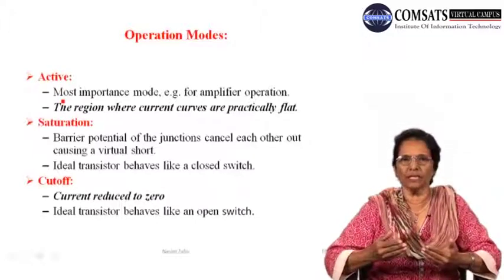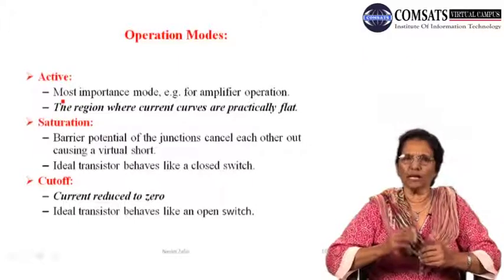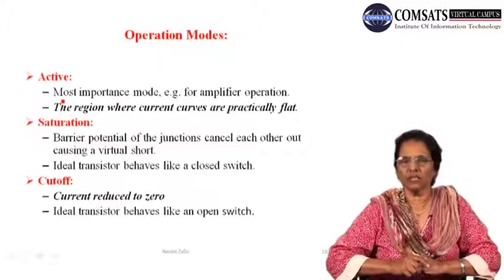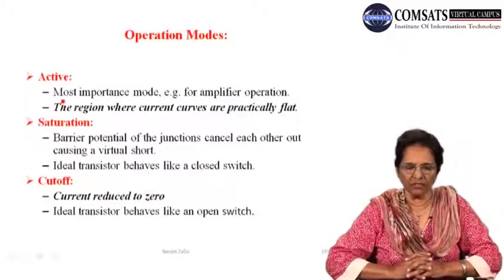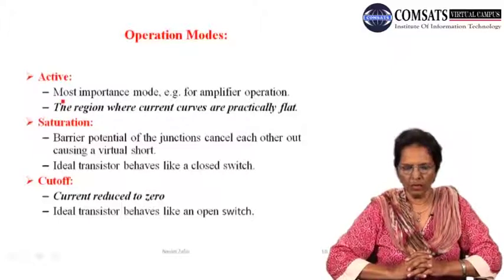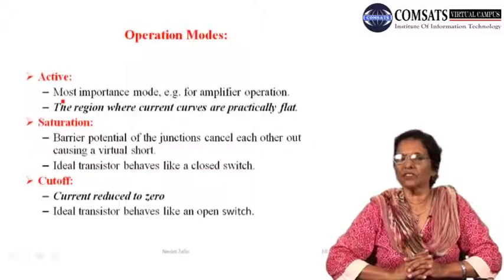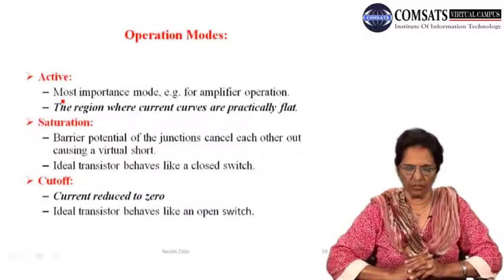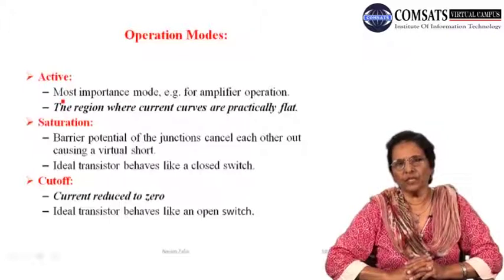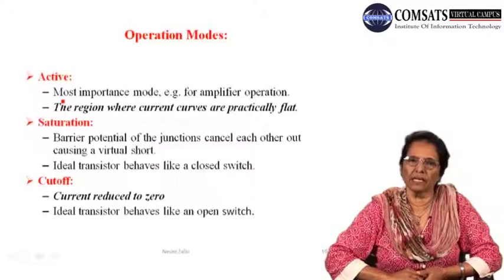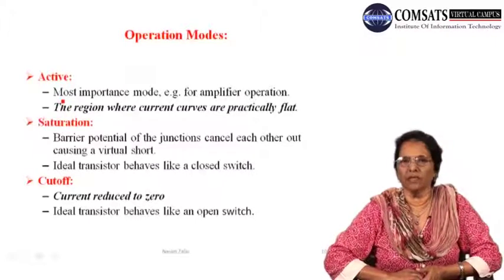So the forward voltage has to be increased. Unless the forward voltage exceeds the barrier potential of the first diode, no significant increase in current would take place, and that is why this region is termed the saturation region. In this case, the ideal transistor behaves like a closed switch, that is, current is not yet taking off, and a large amount of current is not coming out of the first junction. And then in the cutoff region, the current simply goes to zero, because now the diode behaves like an open circuit, or in the off mode.